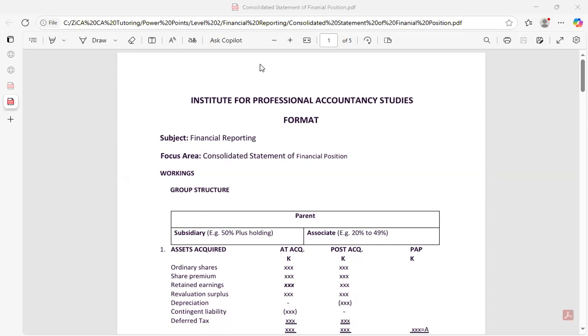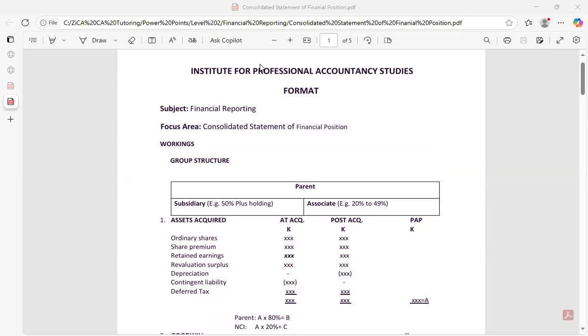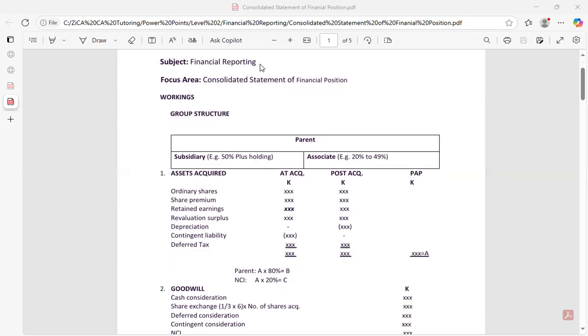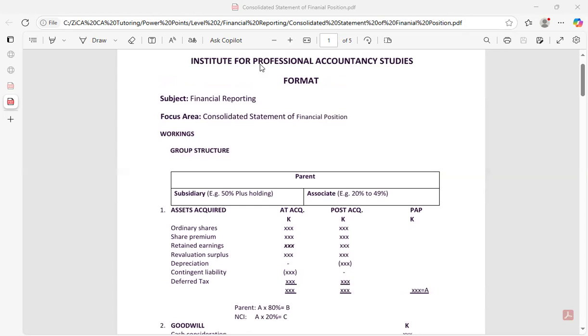Okay, so let's start. Today we're looking at the consolidated statement of financial position. Last week we looked at the statement of profit or loss, how to consolidate the statement of profit or loss. For the most part in the exams, what's usually examined is the consolidation of the statement of financial position.